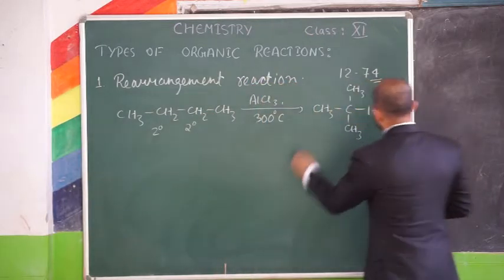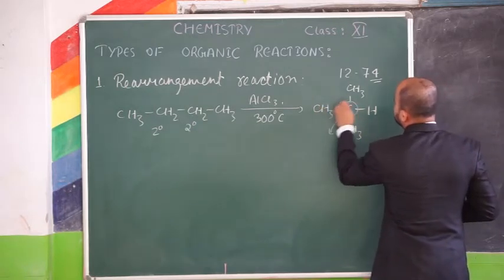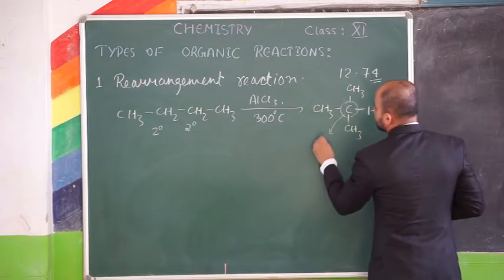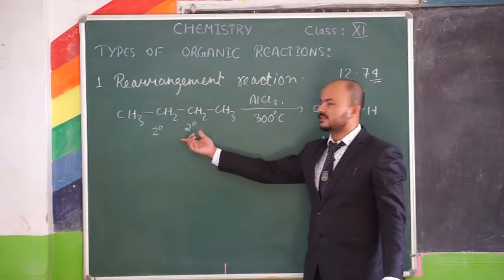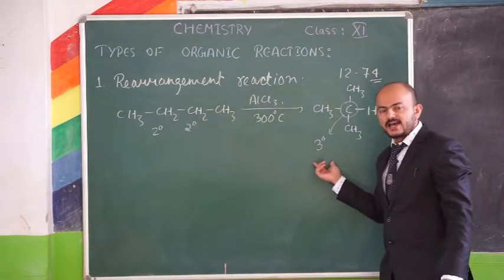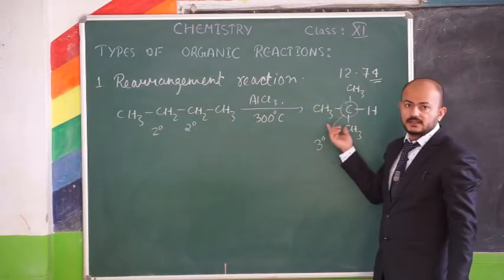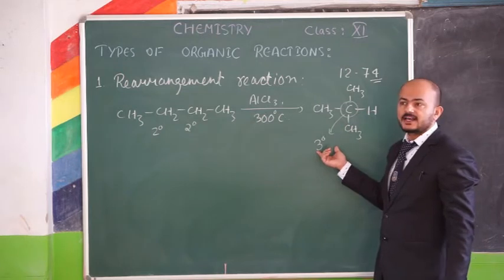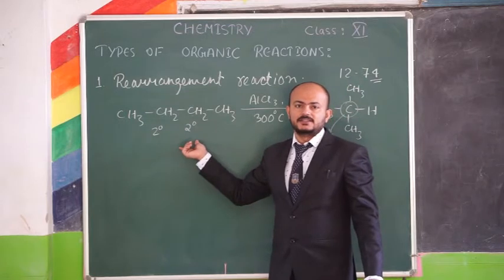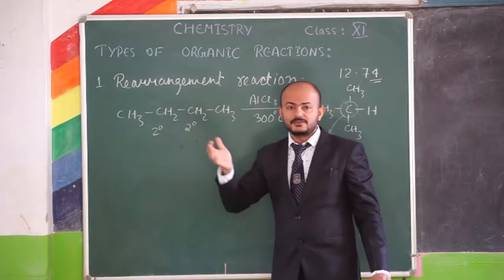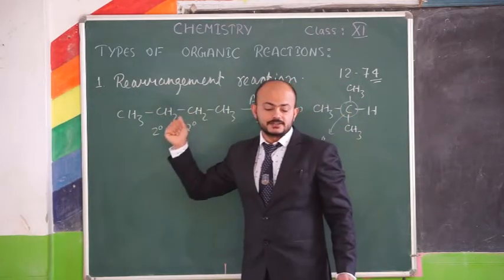Now look at this carbon. It is attached directly to how many carbons? 3 carbons. This is a third degree carbon. The reason behind this being converted to this isomer is its stability. Third degree alkanes are more stable than second degree alkanes. So stability is the main reason behind such rearrangement reactions.